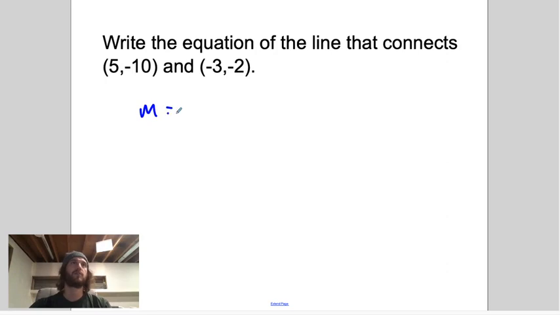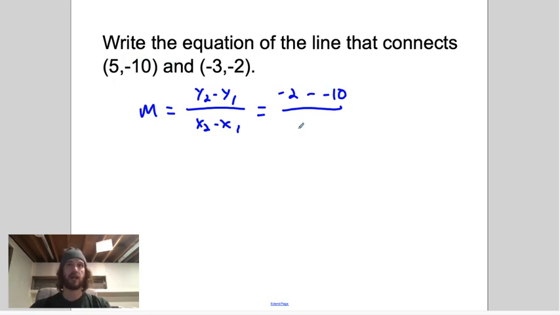Let's go. Find the slope. Step 1. y2 minus y1 over x2 minus x1. Plugging in points, that's -2 minus -10. We've got the minus from the equation, but also the negative from the 10, and you have to include both. Then you have -3 minus 5. Let's go ahead and simplify the top. That's -2 minus -10 is +10, and on the bottom, -3 minus 5.